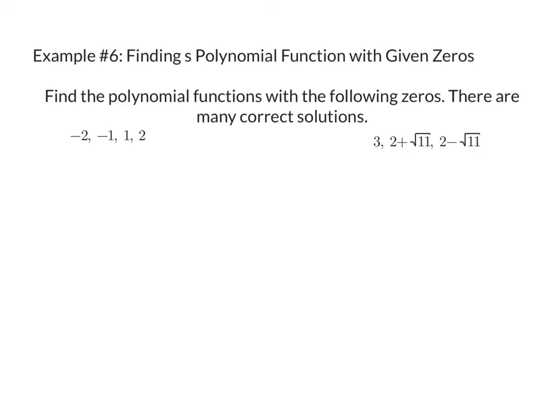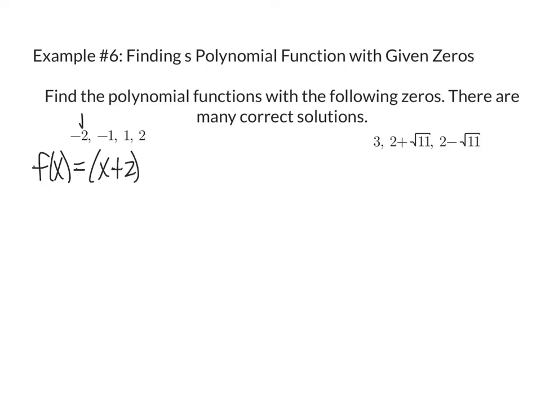All right, so first of all, these are the zeros. These are the answers to our factors. So first, let's set them up in factored form. And we would get f of x. Oh, goodness. Let me go back. So f of x equals x plus 2.